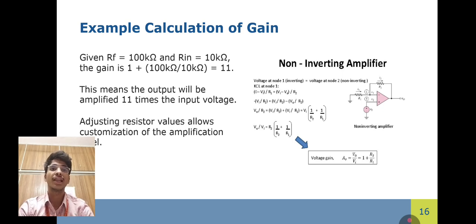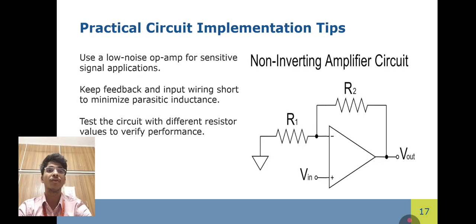Example calculation of gain. Given that RF is 100 kilo ohms and Rin is 10 kilo ohms, the gain is 1 plus RF by Rin, that means 1 plus 100k by 10k. That equals 11. This means the output will be amplified 11 times the input voltage.